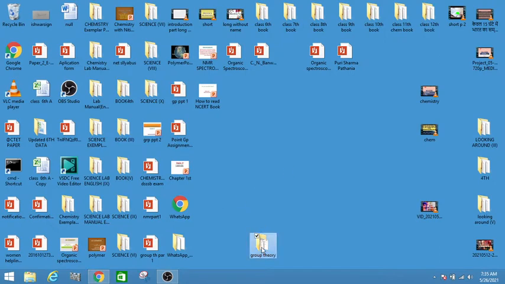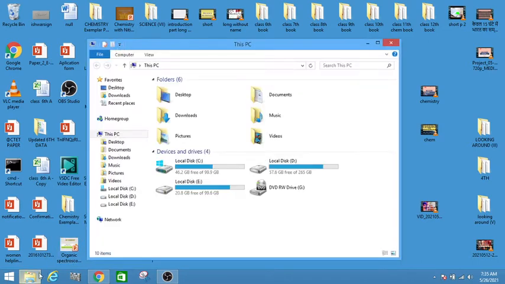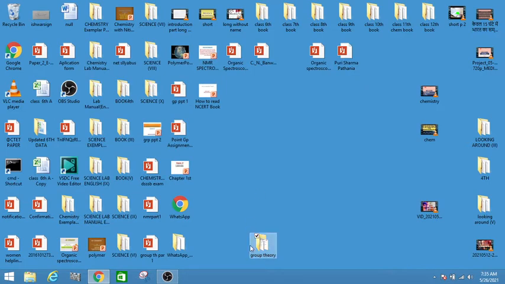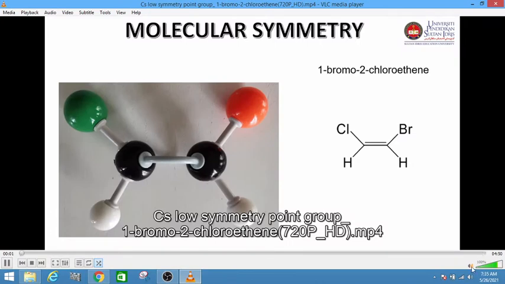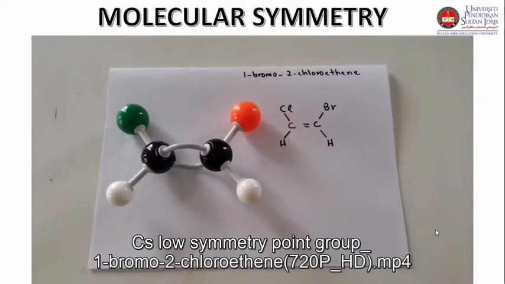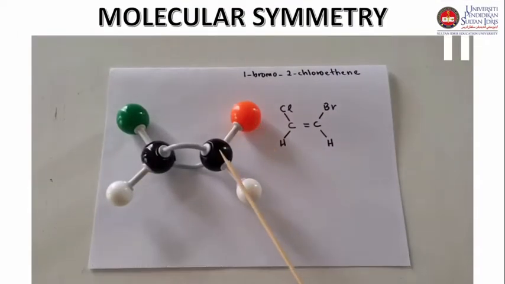Our today's topic is to understand the different models of the point group. Okay guys, we will check the next point group, that is the Cs point group. For the Cs point group, we can clearly observe with the help of an example which is shown in the figure. Its name is 1-bromo-2-chloroethene, meaning there is a double bond between the two carbon atoms.